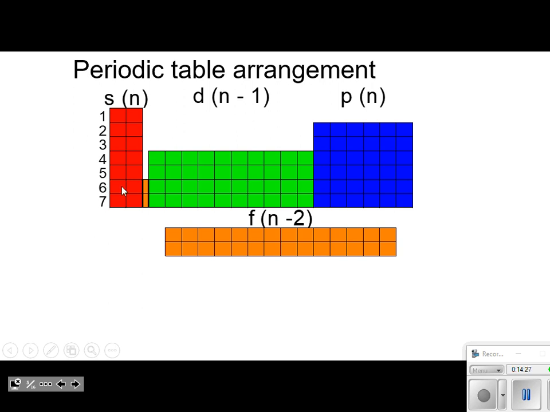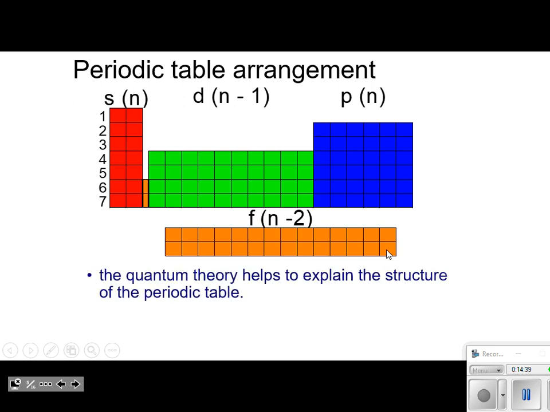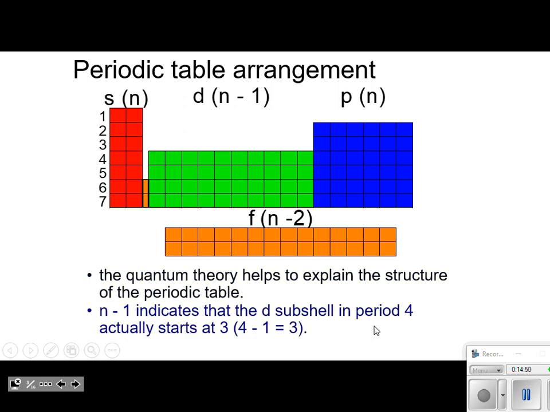Okay? So these are the 4F. These right here are the 5F, because 7 minus 2 is 5. So, these quantum theories with the quantum numbers help explain the way that we arrange the periodic table.